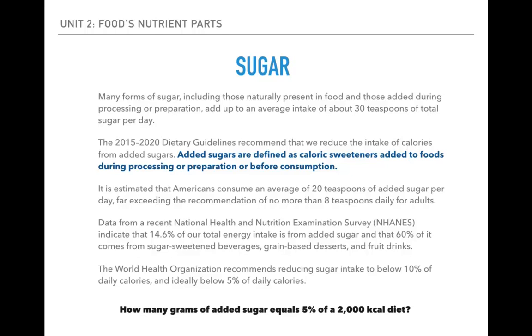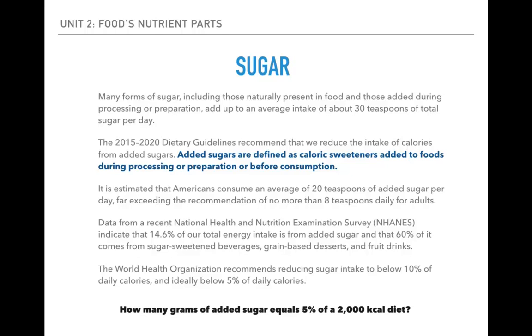The NHANES survey, which is a big national nutrition examination survey, shows that 14.6% of our total calories that we consume is coming from added sugar, and that is way too much. 60% of that comes from sugary sweetened beverages. That's our main culprit, but also grain-based desserts and fruit drinks as well. Now, the World Health Organization, as you'll see in the next slide, recommends reducing our intake below 10% of our daily calories, and ideally, for added health benefits, below 5% of our daily calories.